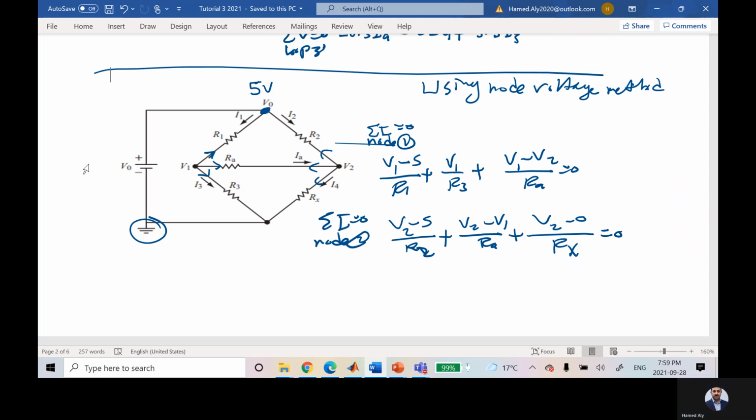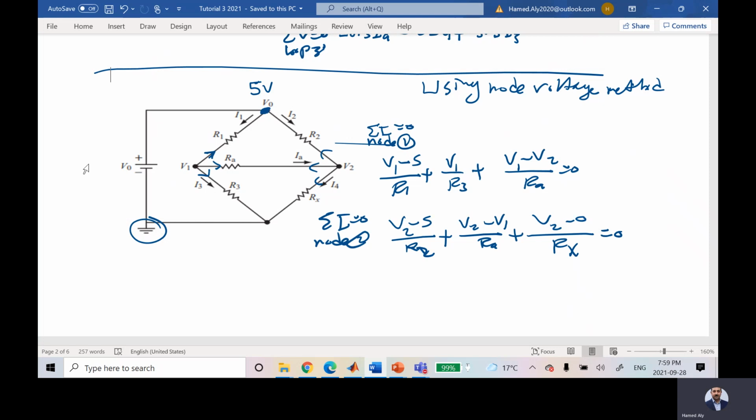Any question? Yes. The problem here, the bottom node is considered as the reference node. So I'm not going to look at the whole node, because this is my reference. I have to have a reference node. You know what I mean?